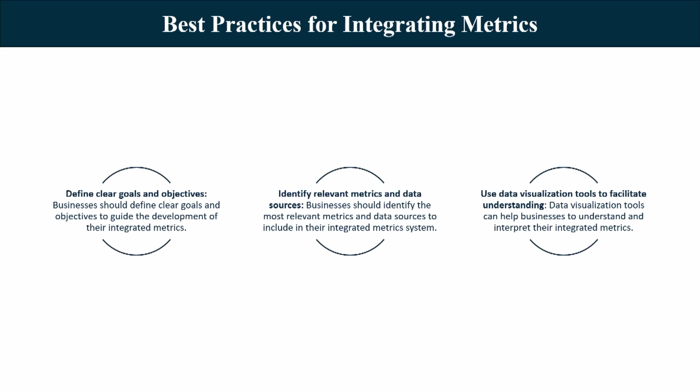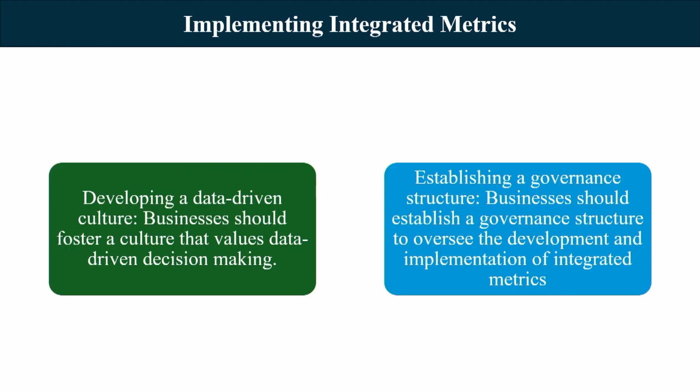Now, let us talk about implementing the integrated matrix. Everything can exist theoretically, but unless and until we actually implement it, that is of no use. So, let us look into implementation of integrated matrix. In order to implement the integrated matrix, the first thing that you have to do is develop a data driven culture where the decisions are backed by facts, not by gut feeling.